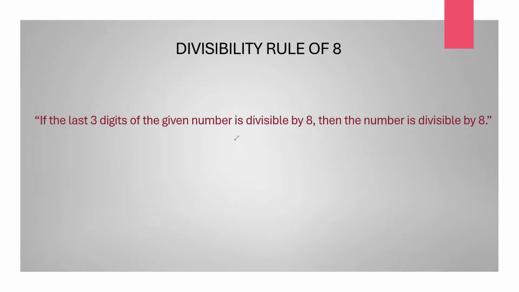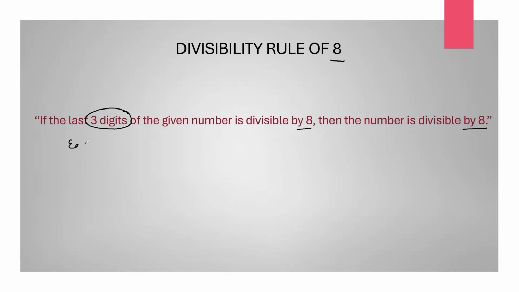Let us understand the divisibility rule of 8. For a number to be divisible by 8, we follow a simple rule. Look at the last 3 digits of that particular number. If the last 3 digits are divisible by 8, then the number is also divisible by 8.